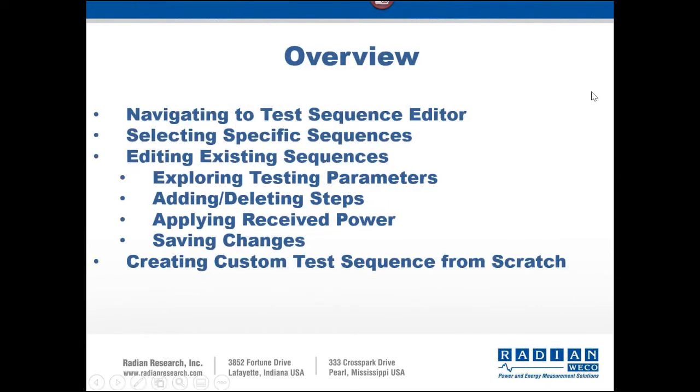So, a quick overview. We're going to begin by navigating through Winboard Embedded software to find where the test sequence editor is. We are going to look at how to select your predefined test sequences, as well as editing those sequences. This will include exploring the different test parameters you can change, adding and deleting steps, applying received power, and saving those changes that you made. And then once we get through all the introductory stuff, we'll also look at creating a custom test sequence from scratch.